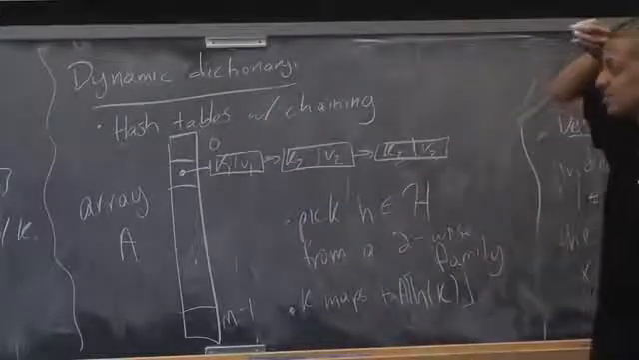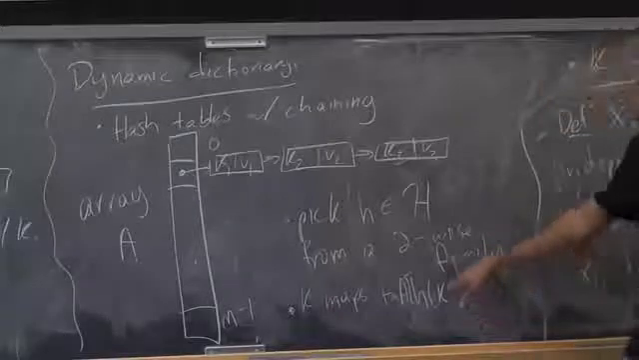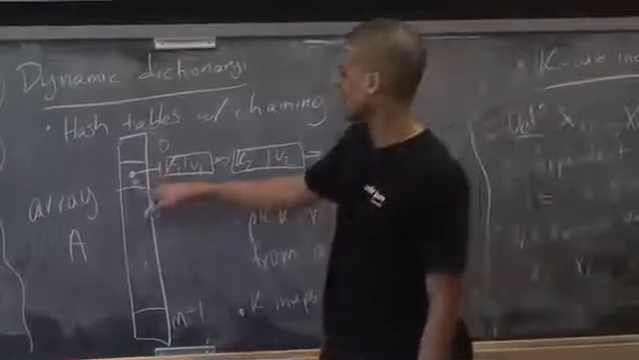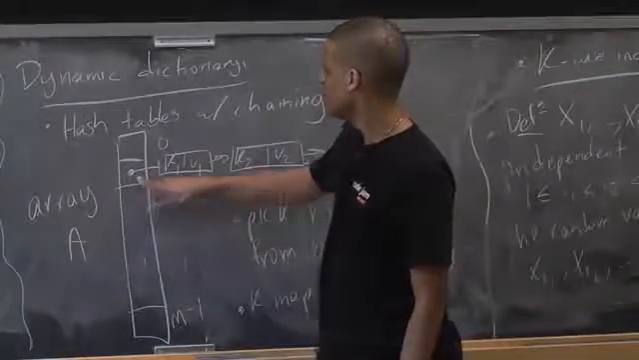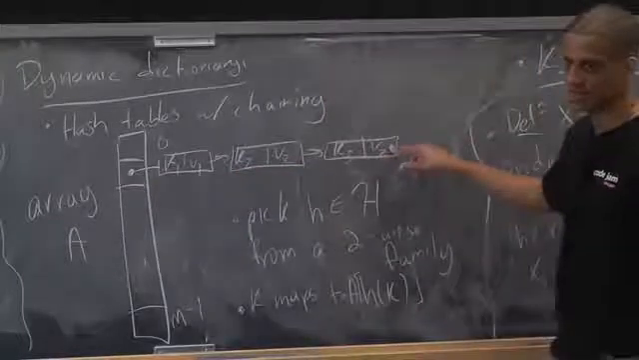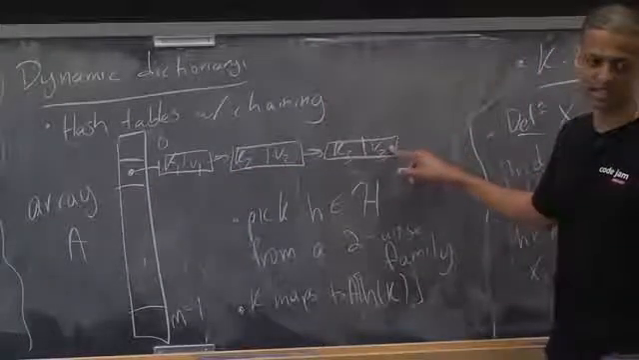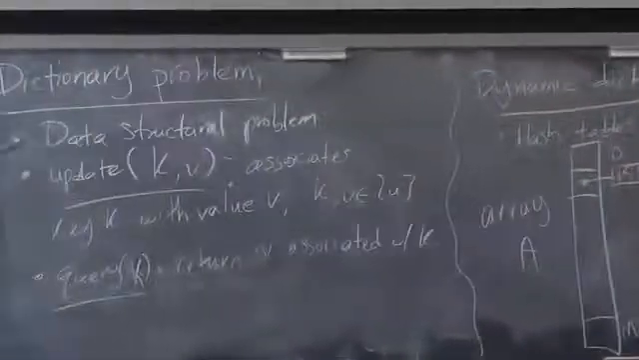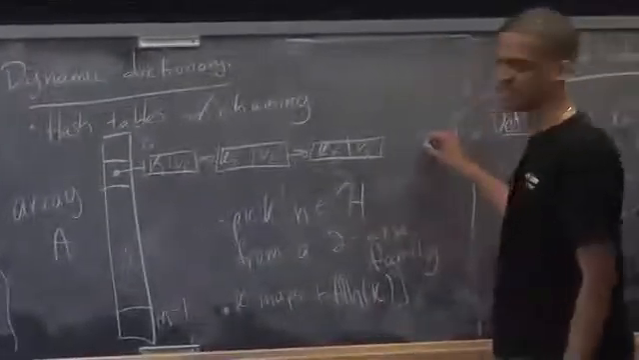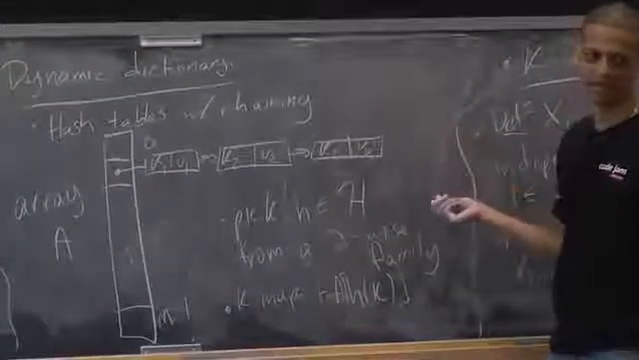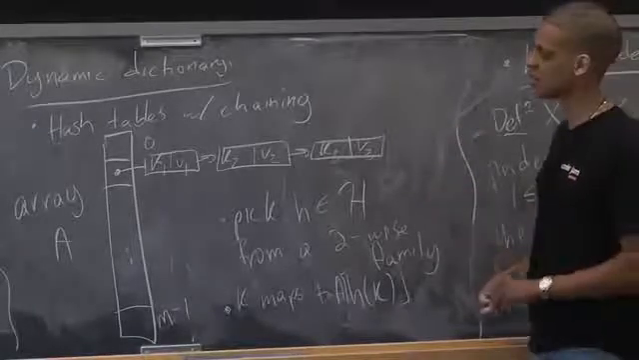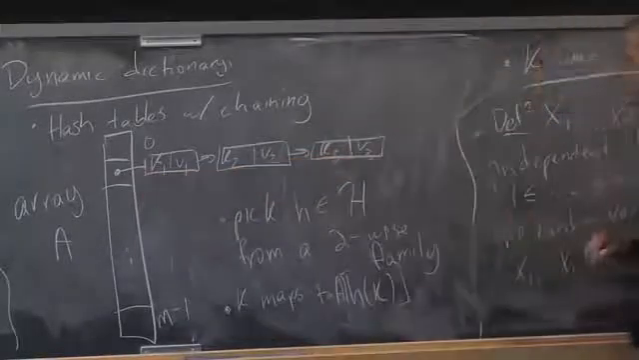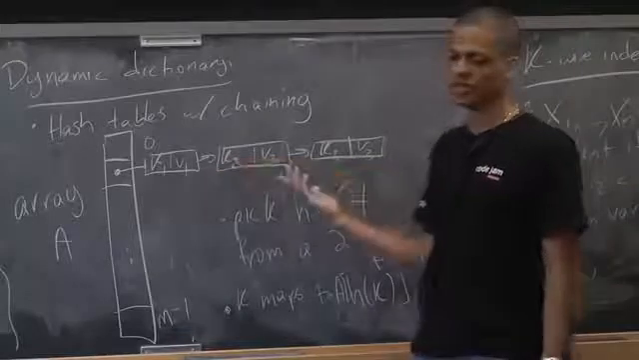When you see a key k, you hash it using h, which is drawn in the beginning at random from a 2-wise family. You hash it, and then you look through the linked list to see if k appears in that linked list. If it does, then you change its value. If it's not there, then you append it to the end of the linked list with its new value. A query is similar. If someone queries k, you hash k, you look in that linked list to see where k appears, and then you output the associated value.